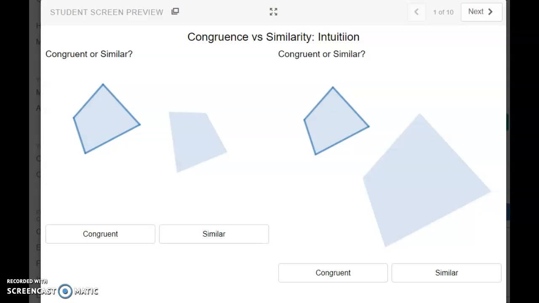I'm quickly going to go over the answers. The first card, okay, congruence versus similarity. What do you know? Looking at these two figures, are they congruent or similar? This is congruent, right? What about these two figures? Well, they're same shape, but they're different size, so this is similar. Okay, that's what we mean by congruent and similar.